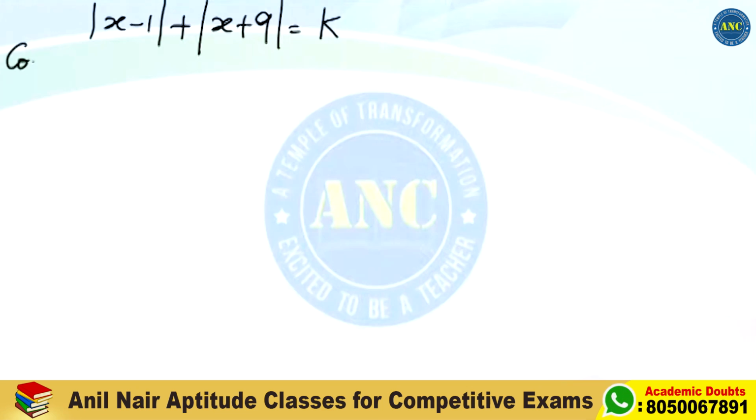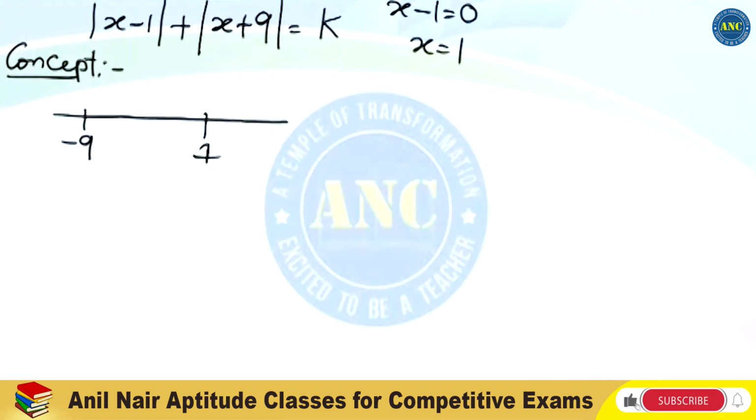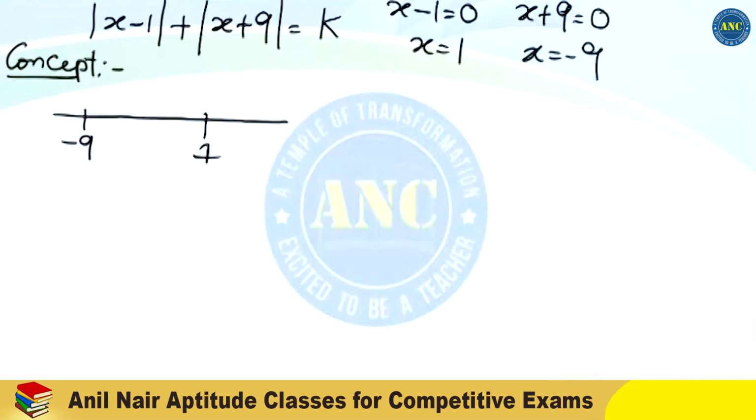Now, the concept. Listen carefully. One critical point for x is 1, and another critical point for x is minus 9. How did you get this? x minus 1 equals 0 gives x equals 1, and x plus 9 equals 0 gives x equals minus 9. These are the two critical points. Let us assume there is a person standing at point minus 9, A, and a person standing at point 1, that is B.